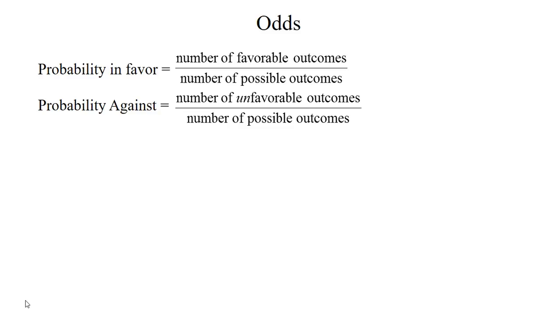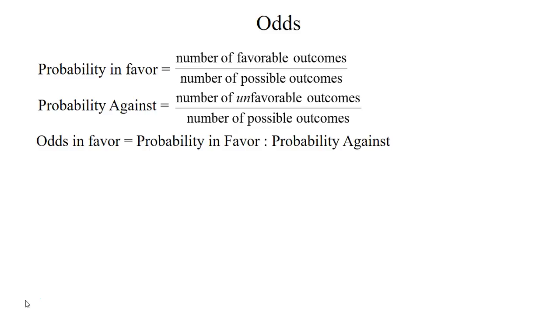When you're looking at the probability in favor of something happening, you're dividing the number of favorable outcomes by the number of possible outcomes. When you want the probability that something does not happen, that's the probability against, which will be the number of unfavorable outcomes compared to the number of possible outcomes. When we're looking at odds in favor, we're comparing the probability in favor to the probability against.